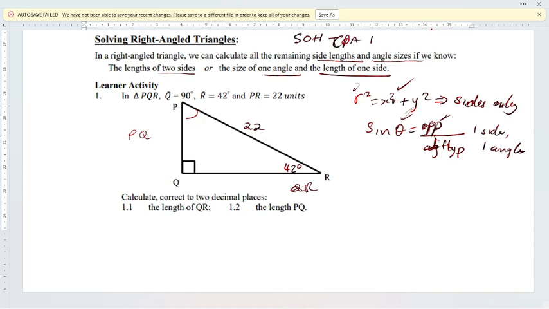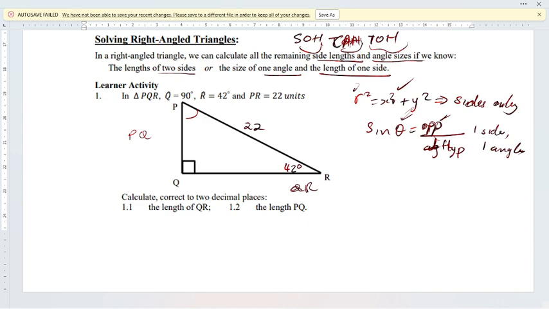Like that, I get SOH CAH TOA, the first one: side, cos and tan.